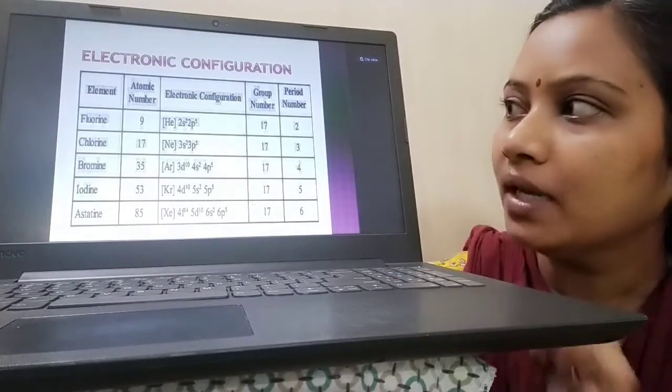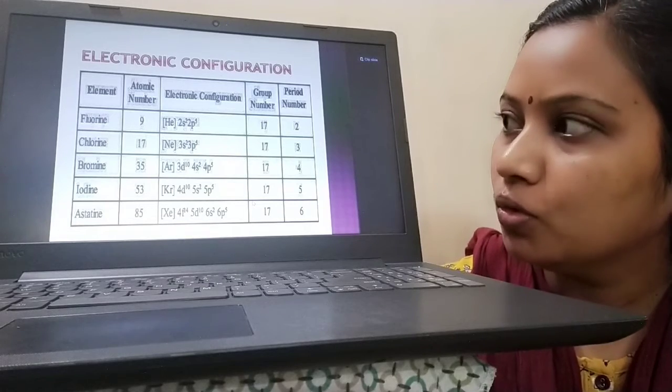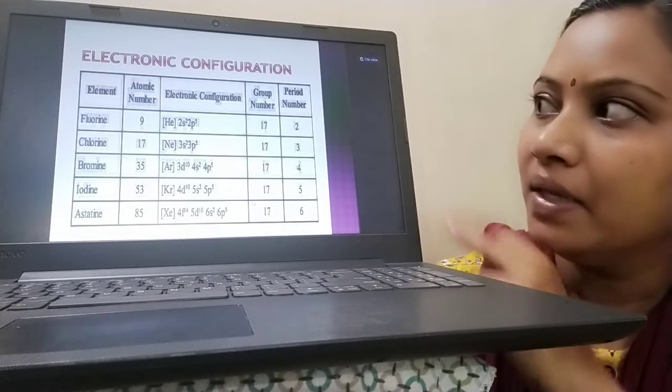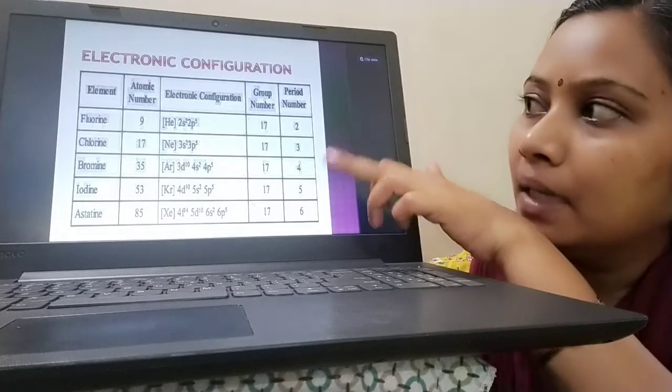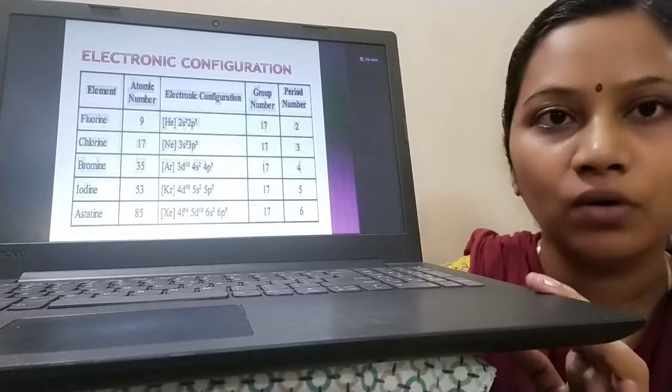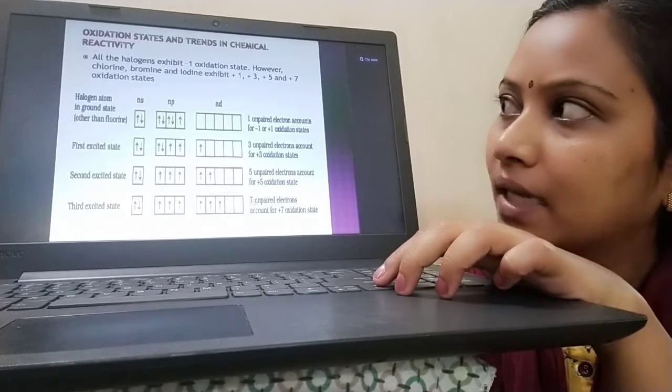Now this is about the electronic configuration. They all belong to group 17 elements, and this is their period number, atomic number and electronic configuration. This is in a tabular column.